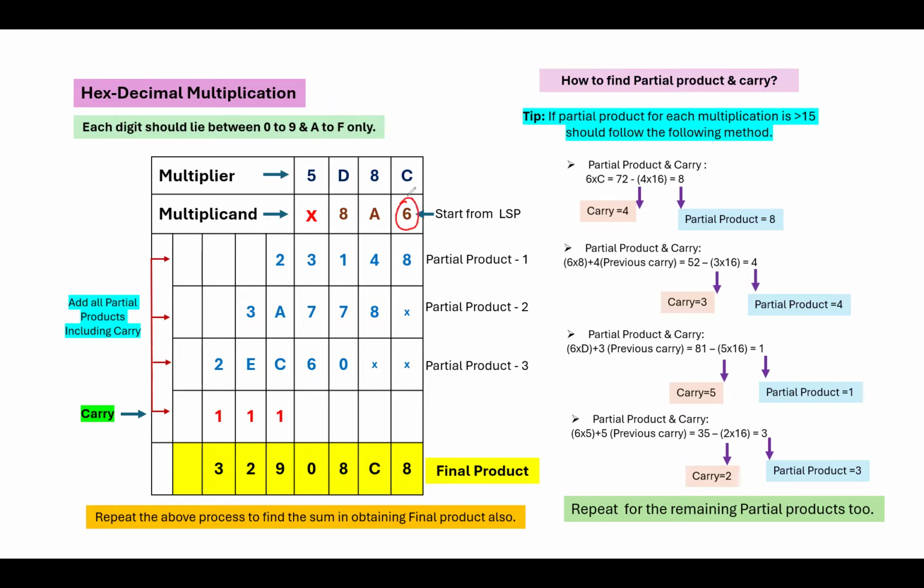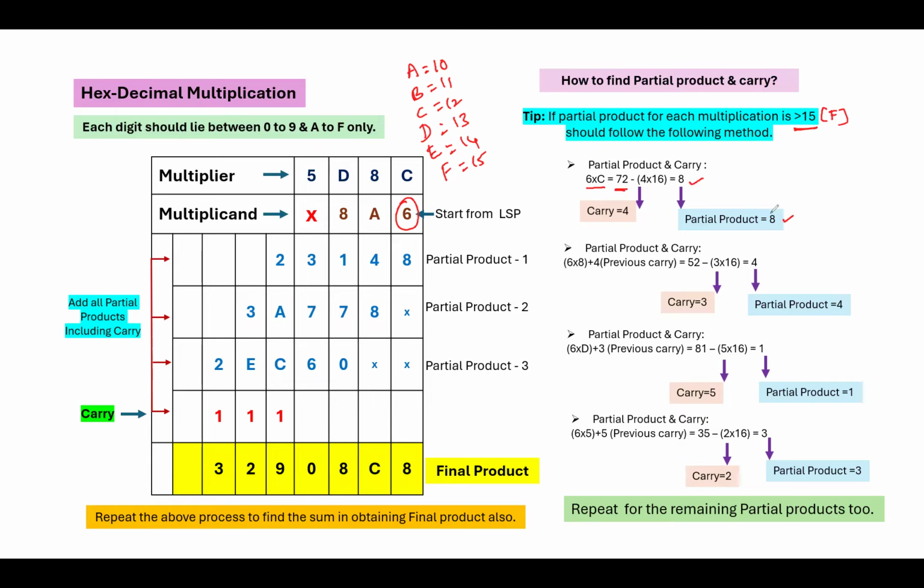Now we should start from 6. First we should write the hexadecimal equivalent values. A equal to 10, B equal to 11, C equal to 12, D equal to 13, E equal to 14, F equal to 15. Now start the multiplication from 6. So 6 into C, which means 12. Okay, the equivalent value is 72. 72 is greater than 15. 72 minus 4 into 16, 4 16s are 64. The difference is 8.